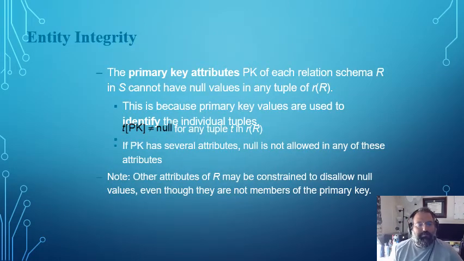Entity integrity. The primary key attributes PK for each relation schema R in S cannot have null values in any tuple of r(R). This is because primary key values are used to identify the individual tuples. For any tuple t in r(R), if the primary key has several attributes, null is not allowed in any of these attributes. Note, other attributes of R may be constrained to disallow null values even though they are not members of the primary key.